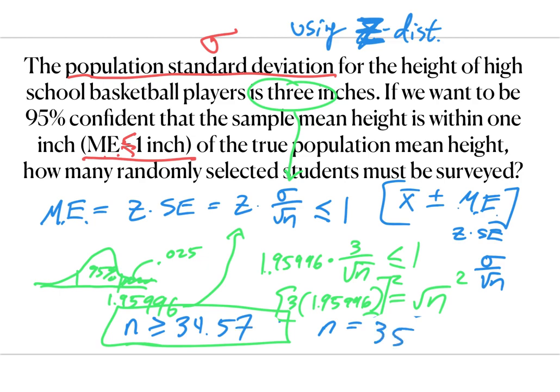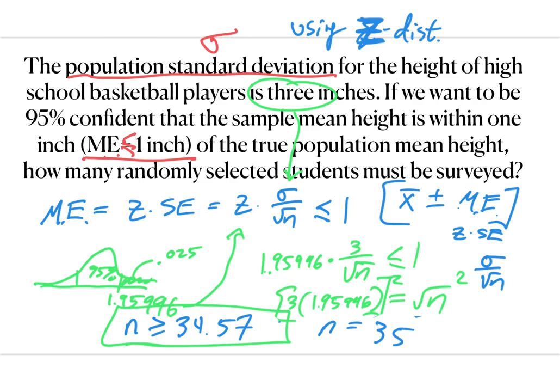So I'd have to sample, if I wanted to be within 1 inch, so I have an interval that's only 2 inches wide. So if I'm within 1 inch, that means my interval width is 2 inches wide. So for a 2-inch wide guess for the actual average height of high school basketball players, I would have to sample at least 35 individuals to have an interval no more than 1 inch margin of error, which also means no more than a 2-inch wide interval.